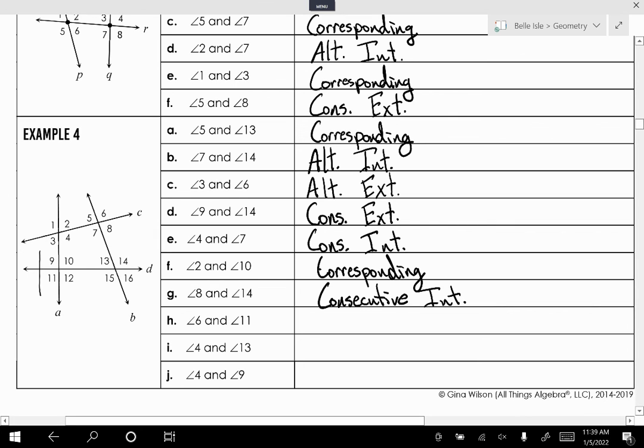For us to talk about transversal angle pairings, they need to be on the same transversal. There's more than one transversal.